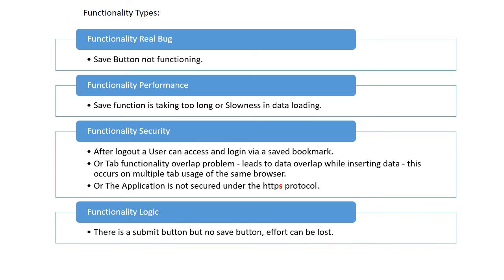The fourth type is functionality logic. For example, there is a submit button, but there is no save button. Accordingly, effort can be lost because you cannot save what you just entered. The determination of functionality logical bugs is very difficult. The thing is that you use your sense to discover logical issues in any application. They can vary, and you have always to use your thinking in general, your logical thinking in general.